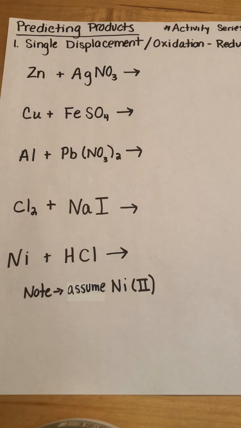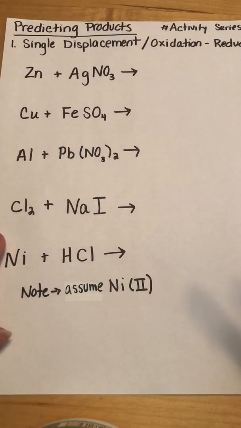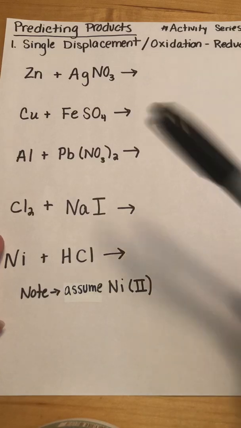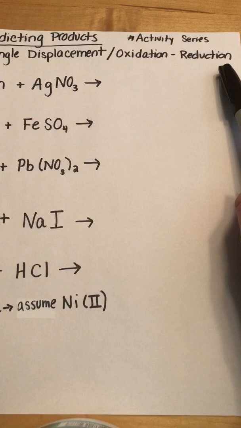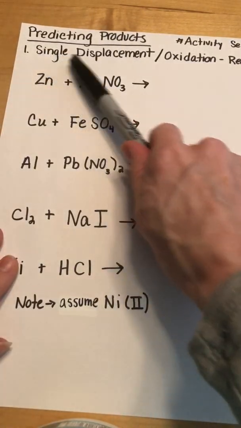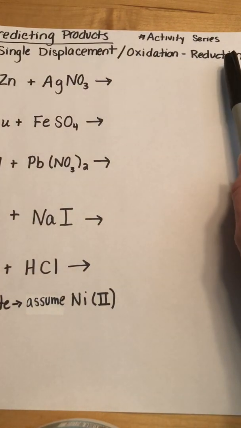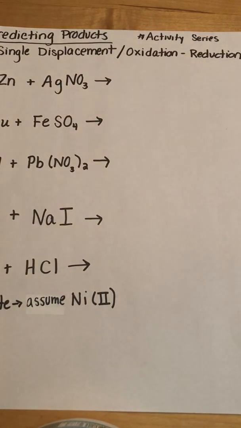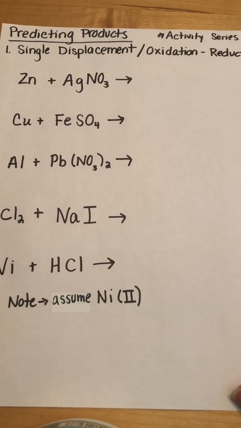Okay, in this tutorial we are going to look at how to predict products for a single displacement reaction type. I put a note on here: in your OHM assignment, whenever they have you classify reaction types, a single displacement reaction is also known as an oxidation reduction reaction. So anytime you would check a box for single displacement, if they also give you this option, make sure that you check both of those for it to be completely correct. That's the note I just wanted to make sure you were aware of.